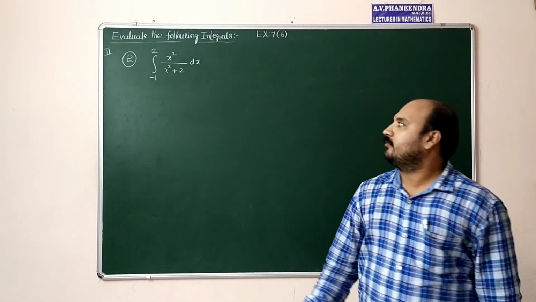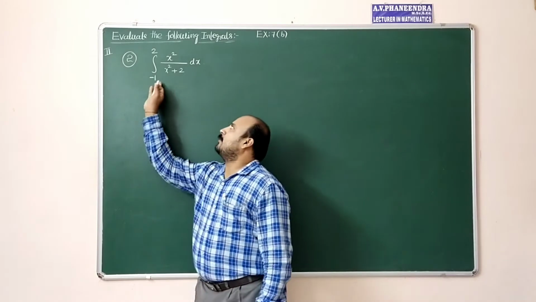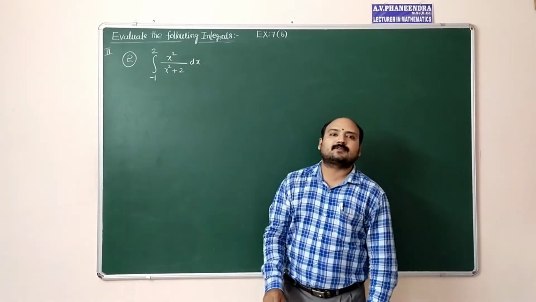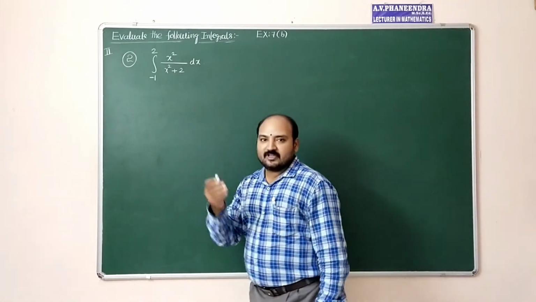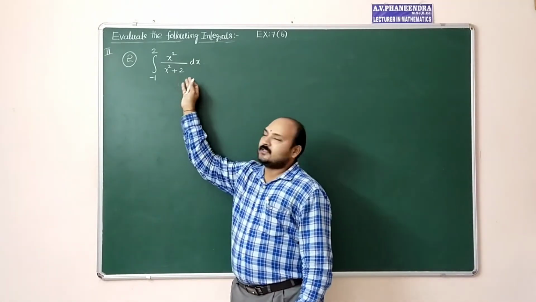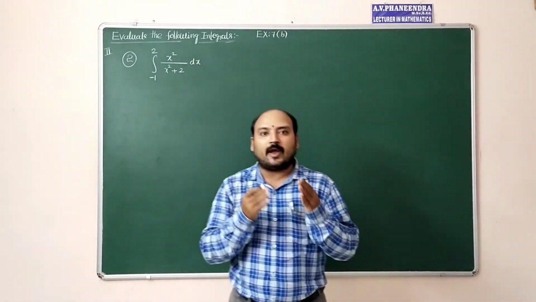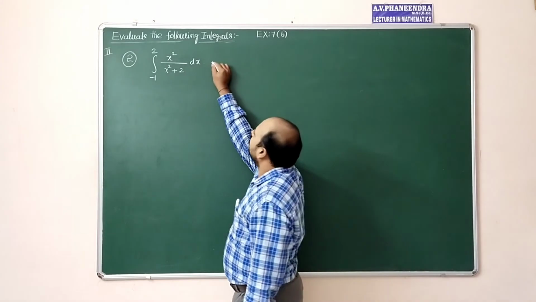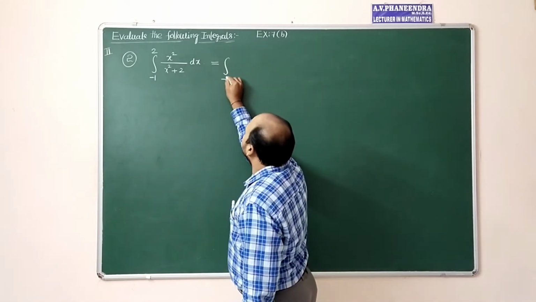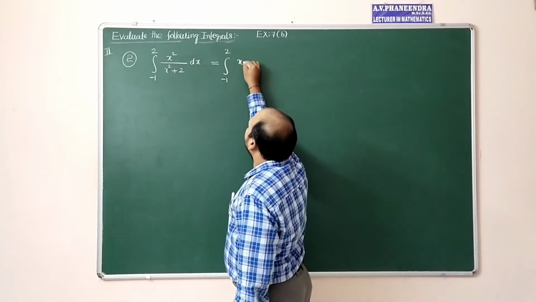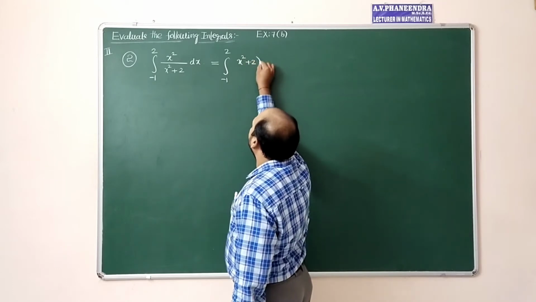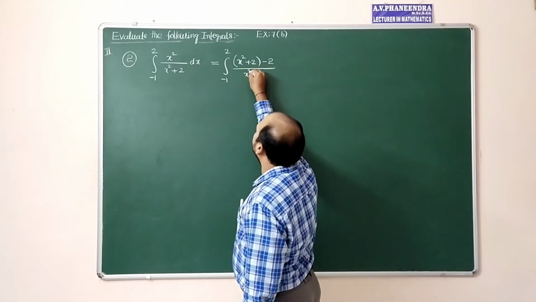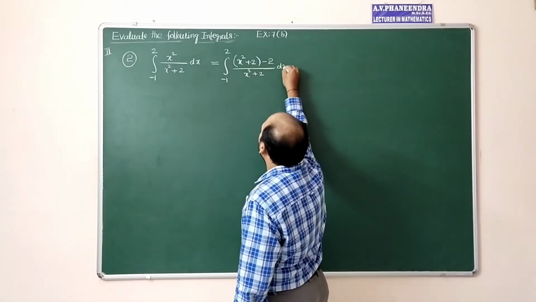The next question. Evaluate integral minus 1 to 2 x square by x square plus 2 into dx. So here, like the previous problem, in the denominator x square plus 2 is there. So you have to add and subtract 2 to the numerator, plus 2 minus 2. So now integral minus 1 to 2 x square plus 2 minus 2 divided by x square plus 2 into dx.